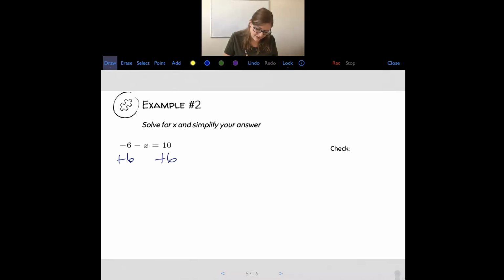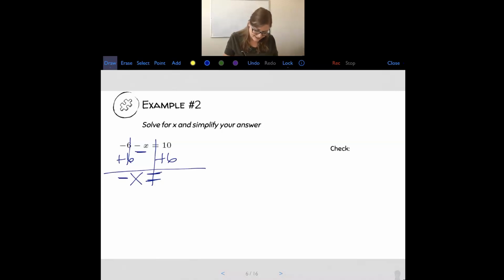And I'm very careful about my work here. This equal sign kind of divides our equation in half. So you have one side, the left-hand side, and the other, the right-hand side. Negative 6 plus 6 is 0. And then we bring down negative x, okay? There's still a minus sign in front of the x that has to come down.